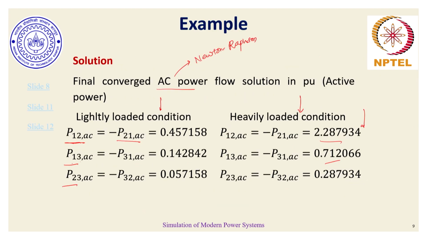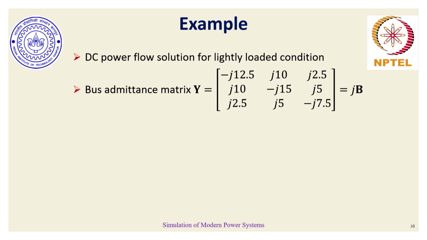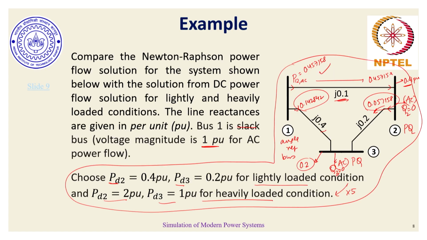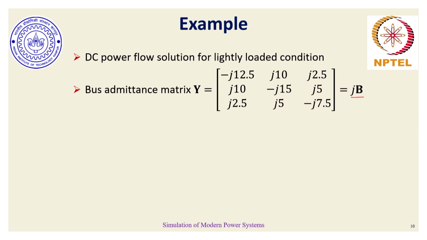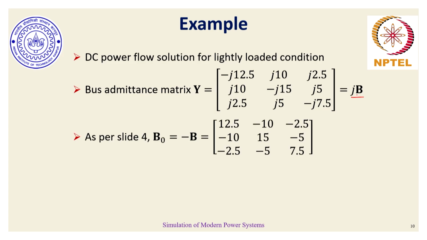So, having obtained this Newton-Raphson AC power flow solution for 0 reactive powers at bus 2 and bus 3, with bus 1 acting as the slack bus or the angle reference bus, the next part is to solve the DC model, DC power flow. For DC power flow, we find the bus admittance matrix. Since the network itself only has reactances, there is no need to ignore any other element. There are no other elements present at all in this network. So Y bus is jB. We take out B0 with minus B.